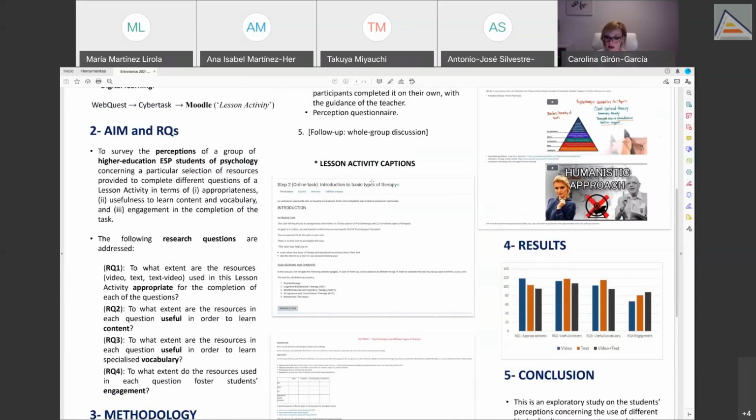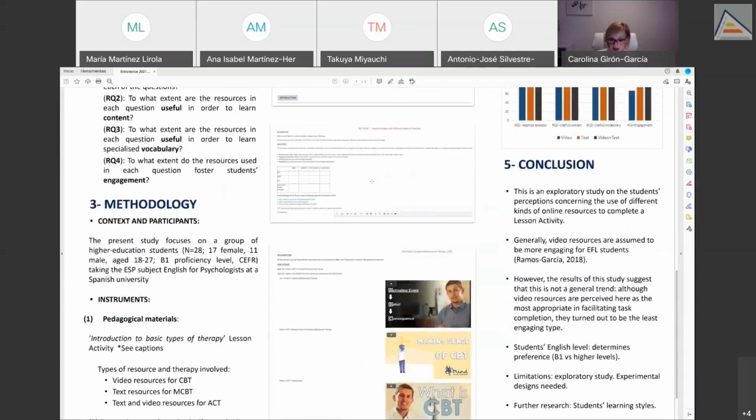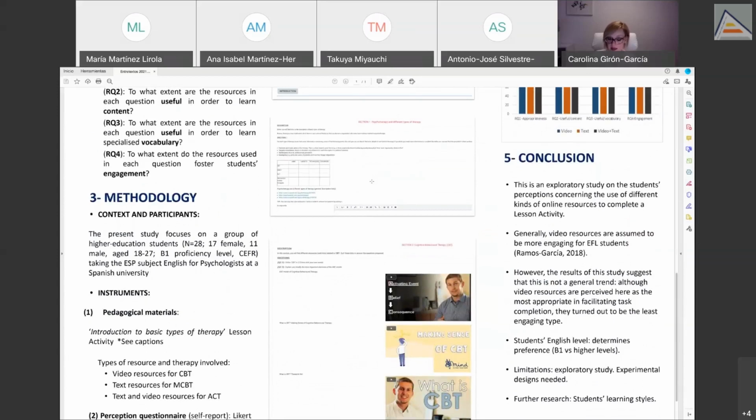So, as a conclusion, considering that this is an exploratory study, the results demonstrate a remarkable influence of the task on students' learning. Students perceived internet text resources as the most useful type for learning content and vocabulary. The combination of text and video resources was also perceived as the most engaging one. Video resources were perceived as the least engaging type and seemed quite a shocking fact to us, considering that digital natives seem to prefer video resources.